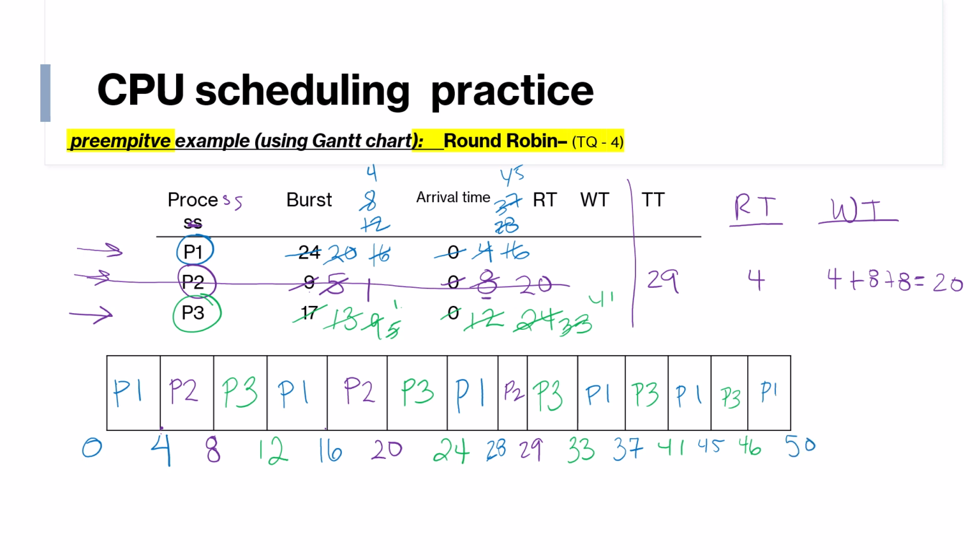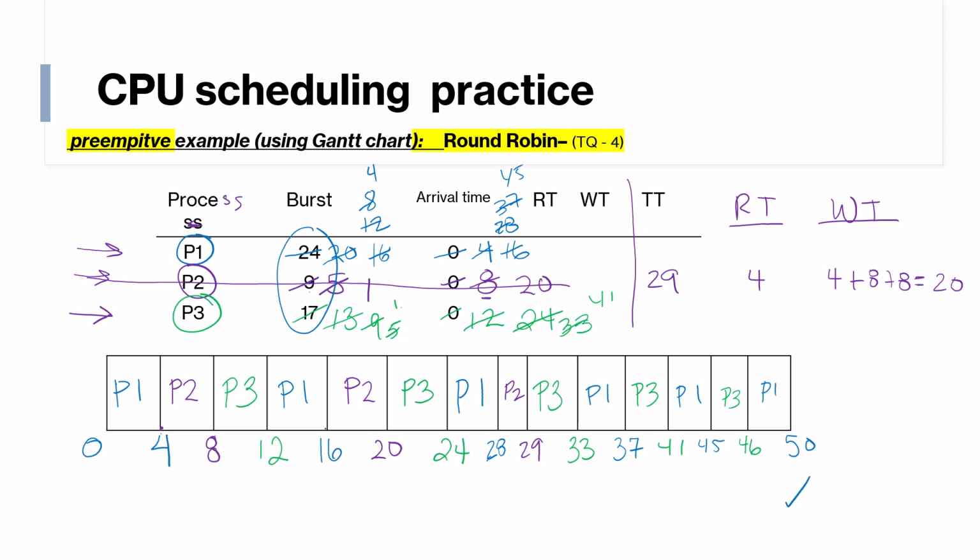So we have 100% utilization. To double check, you can add up the CPU bursts. 24 and 9 is 33 and 17 is 50. So we add up the CPU bursts, so we haven't made an error there. Once you get your Gantt chart right, you can actually do all the calculations right from your Gantt chart, or you can look at the numbers that you wrote.